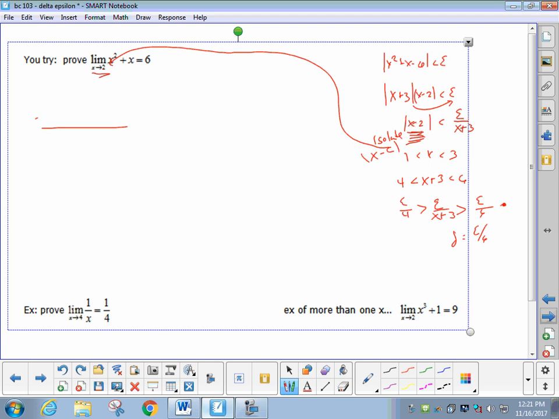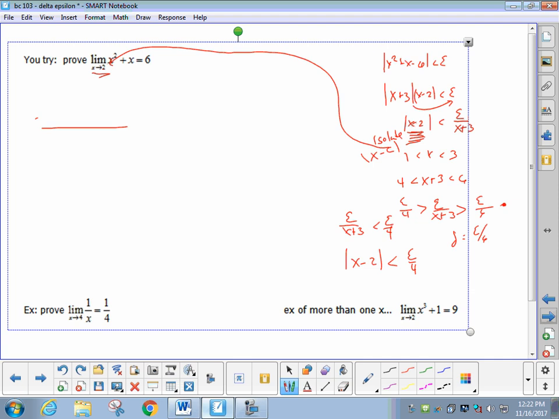If I chose epsilon over 4, then I couldn't really do much with it, because I would basically know two things. x minus 2 is less than epsilon over 4, and epsilon over x plus 3 is less than epsilon over 4, but I don't know how those two relate to each other. They're both less than epsilon over 4, but I don't know which is which, so it doesn't go anywhere. I have no idea. Yes?